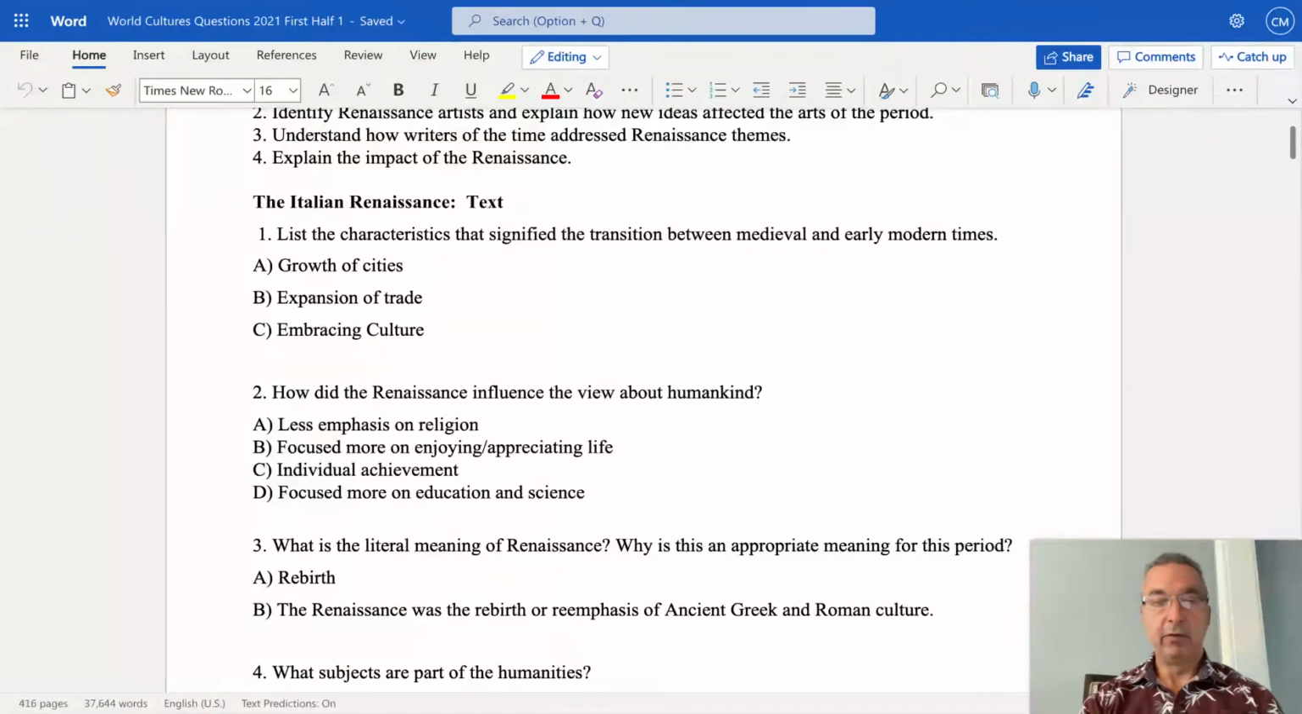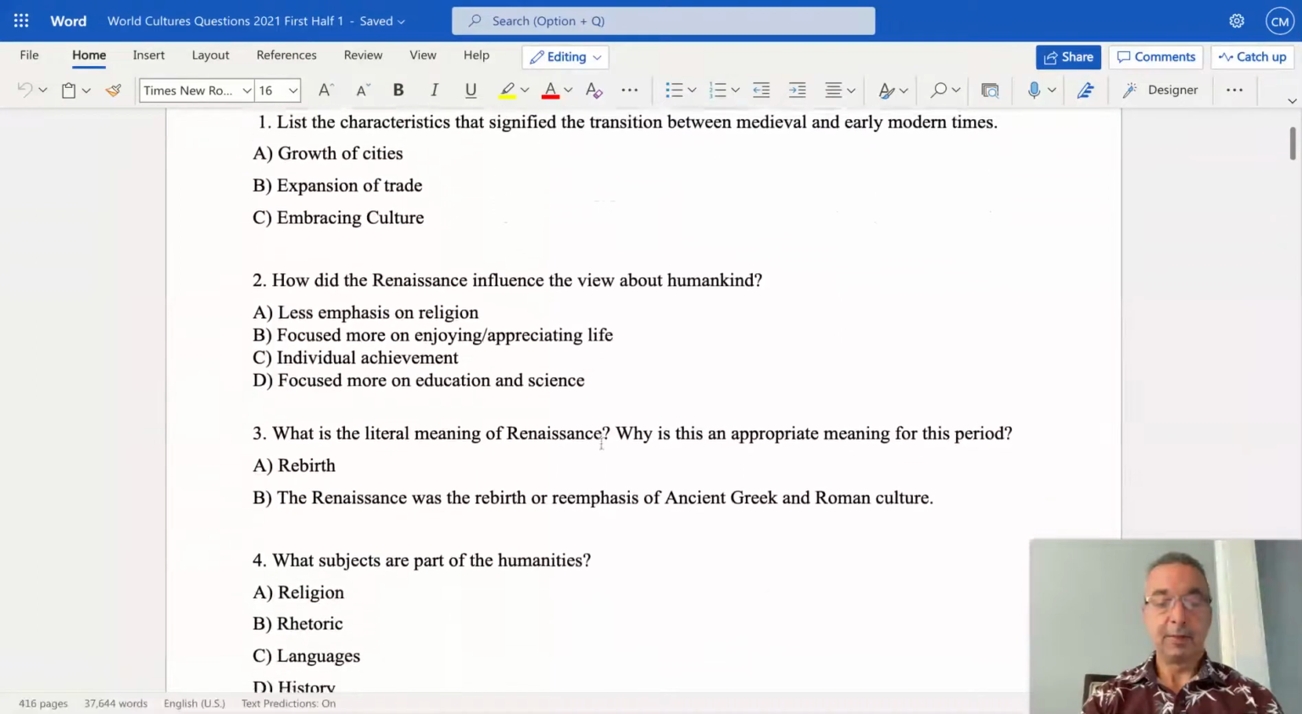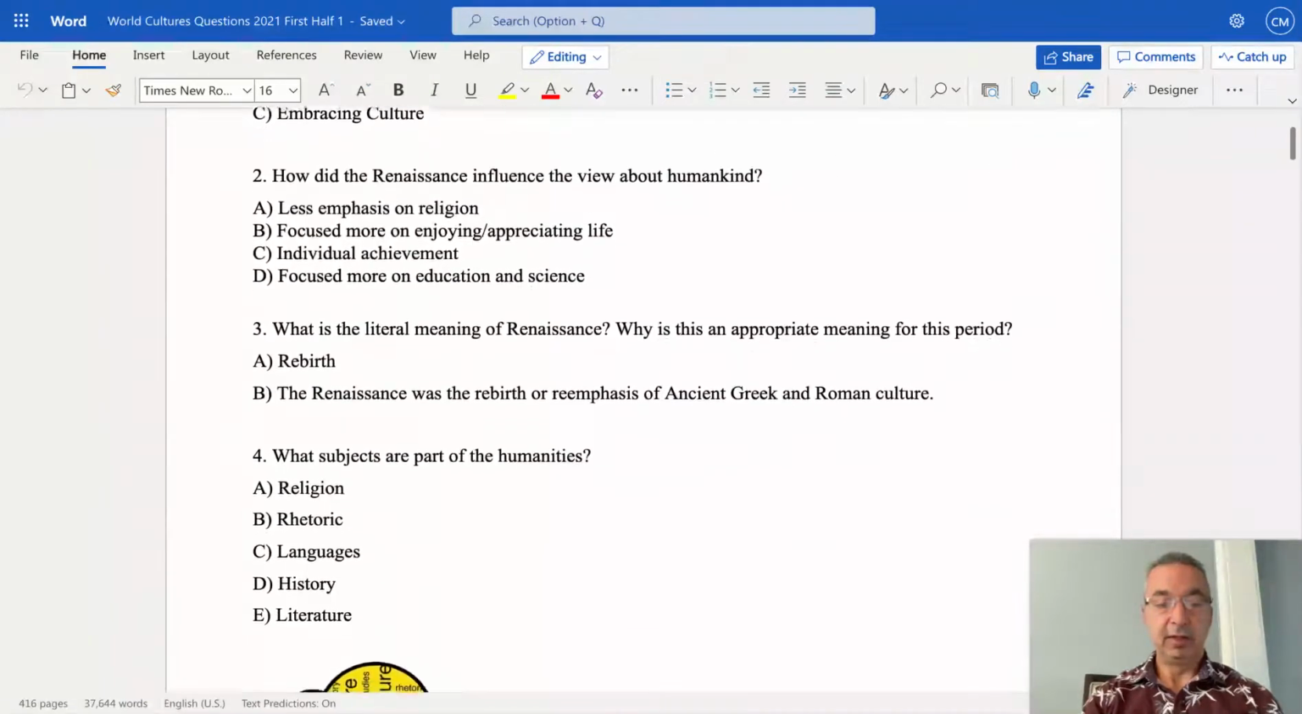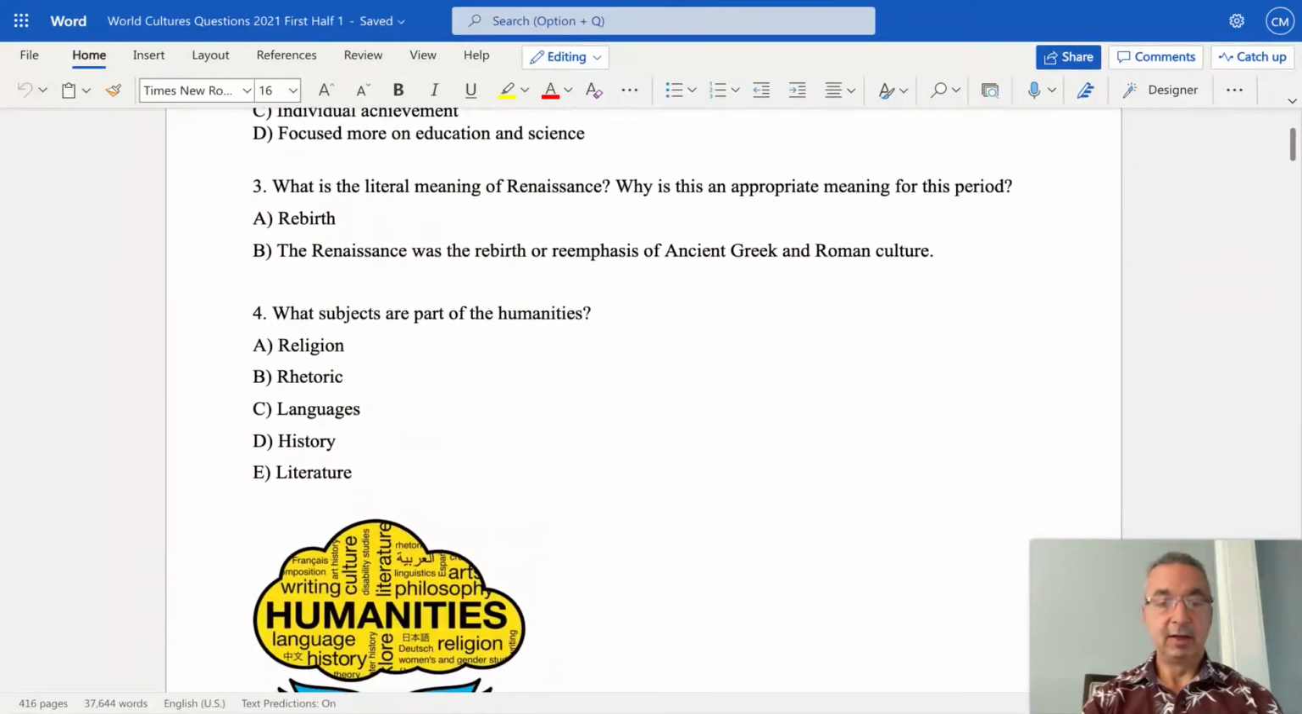Okay, question number 4. What subjects are part of the humanities? Well, if you look at the root of the word there, human. So when you think about the study of people and all aspects of humankind, you might think about what subjects might relate to humanity, some of which you either completely have today or have something directly related to.